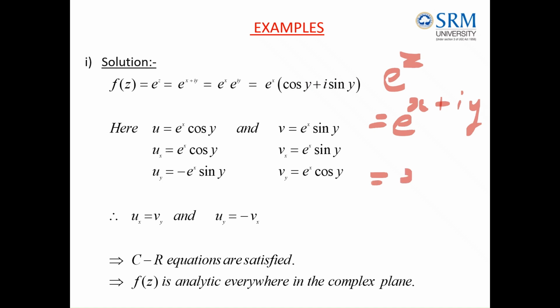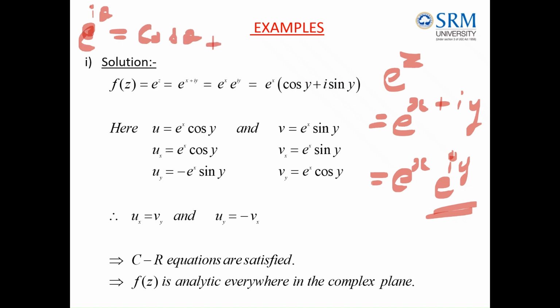Then that can be rewritten as e power x into e power iy. And this e power iy is like e power i theta, and we already know how to rewrite e power i theta: it is cos theta plus i sin theta. So in this way I can rewrite e power iy as cos y plus i sin y. So now we got f of z in terms of x and y. Now separate the real and imaginary part.